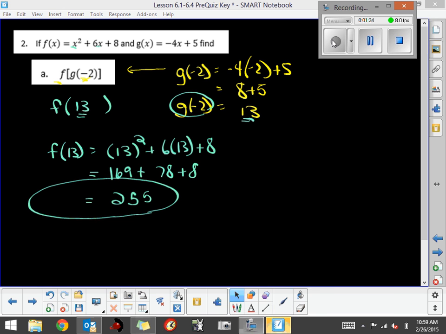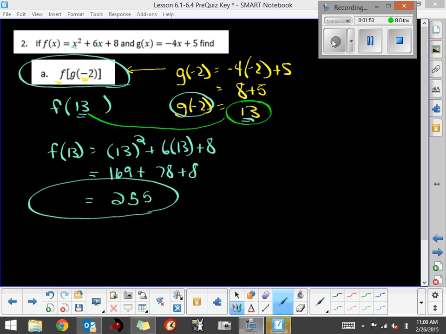So that is a composition of functions. This language right here says compose. Input your inside value first into g, then take that answer and put it into f. So we said the output of g becomes the input of f. And that's what that 13 was. This 13 was the output of g that becomes the input into f. So our final response would be 255.